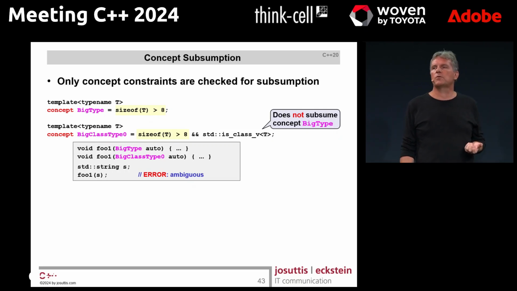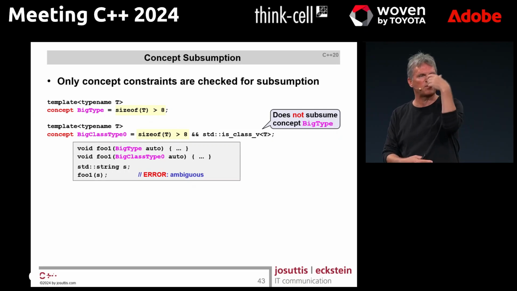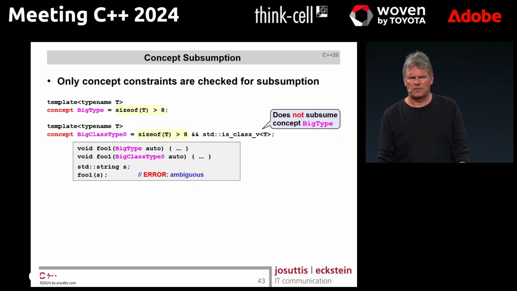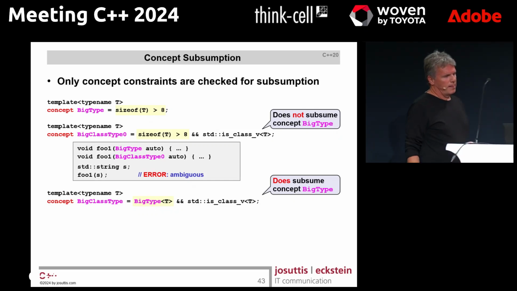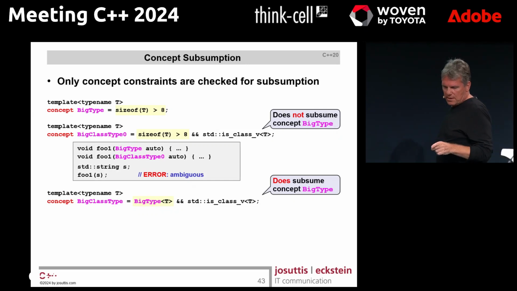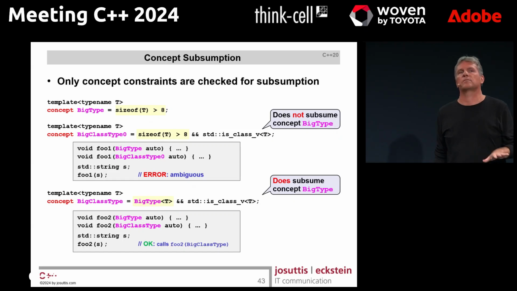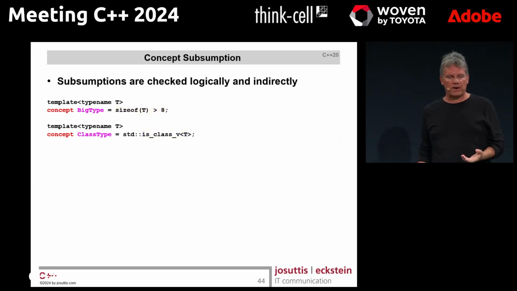So that's also a difference to compile-time Boolean values. Concepts allow subsumptions. Concepts allow you to create hierarchies of satisfaction. That's an interesting sentence. Okay, so if you instead do this, big class type is big type plus an additional constraint. That works. Now we have a subsumption hierarchy.